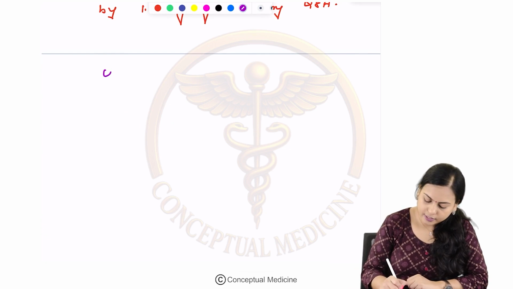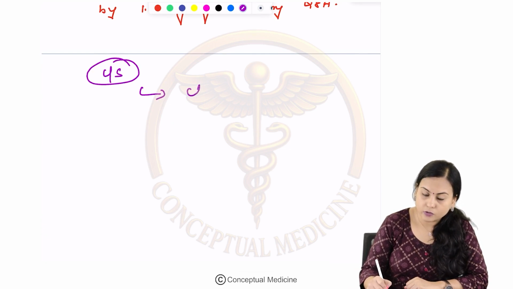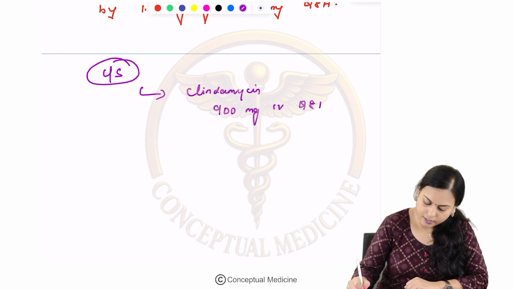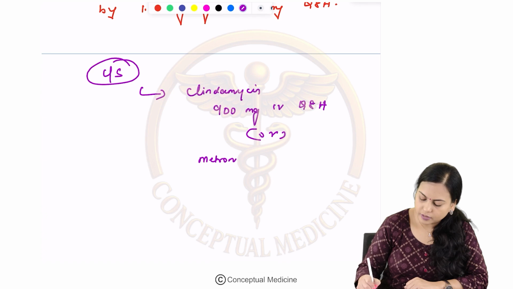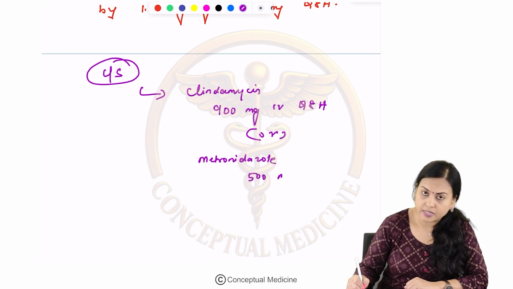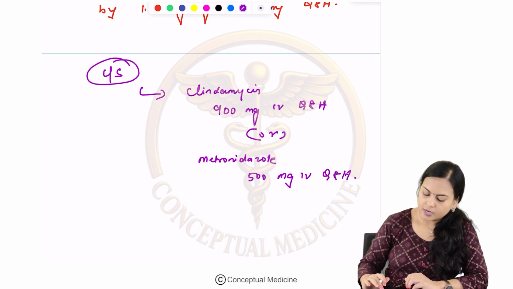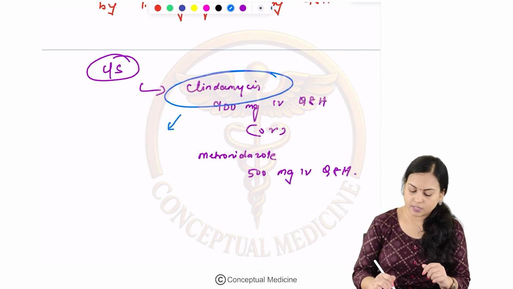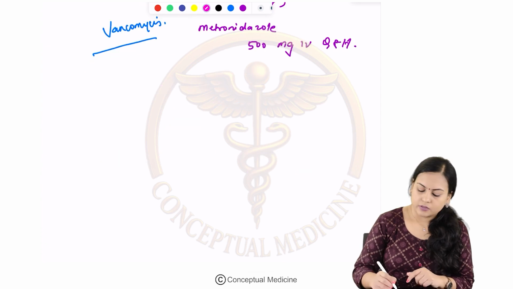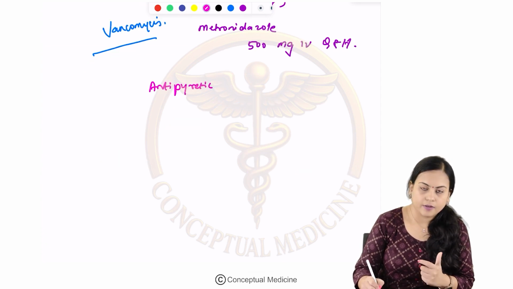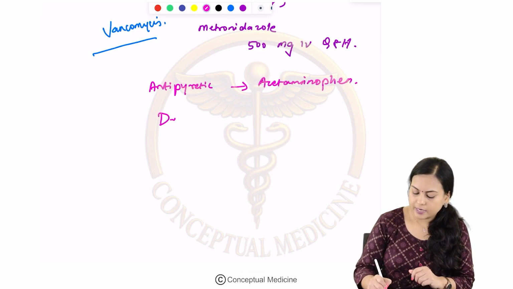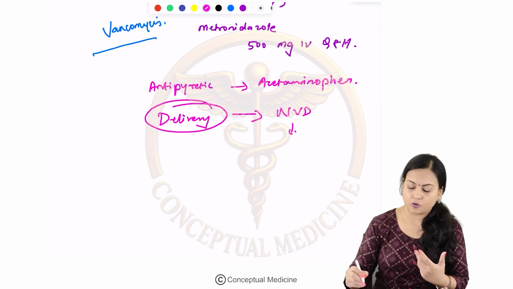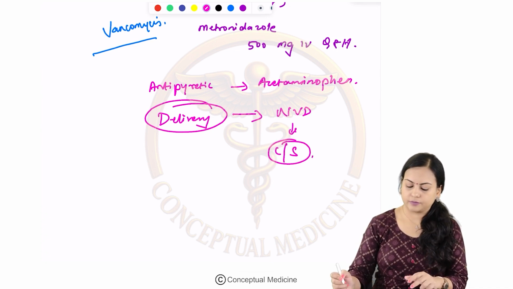If you are planning delivery by cesarean section, then you can additionally add 1 dose of clindamycin at a dose of 900 milligram IV every 8th hourly, or even metronidazole at a dose of 500 milligram IV every 8th hourly. Okay. Suppose if there is any allergy to penicillin group of drugs, you can prefer giving clindamycin, or if there is clindamycin resistance, you have to go for vancomycin. So antipyretic, you can give acetaminophen, and delivery, there is no need for cesarean section. Mostly you can plan for normal vaginal delivery. If any obstetric complications are arising in between, you can plan for cesarean section.